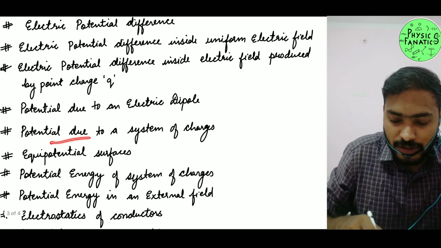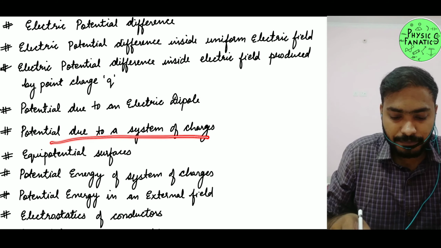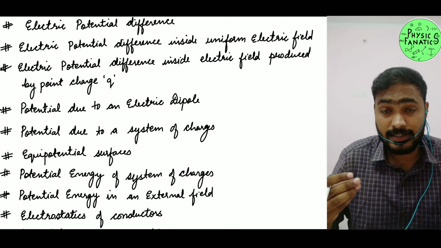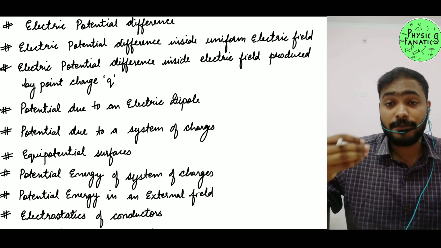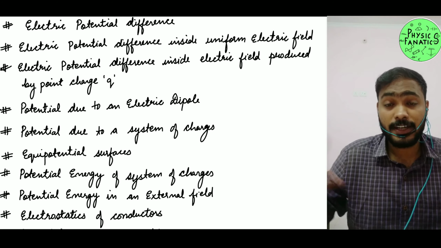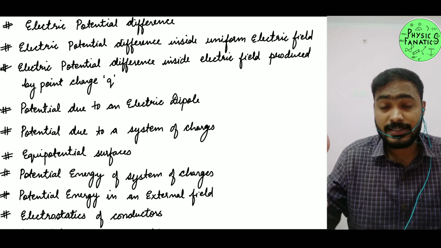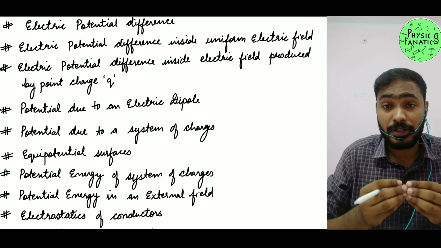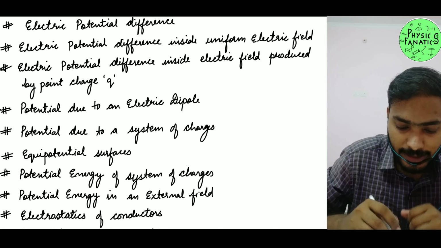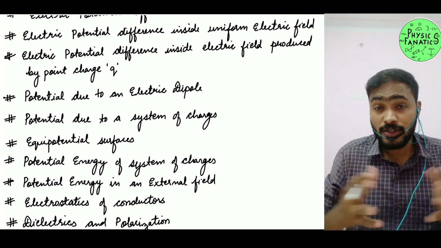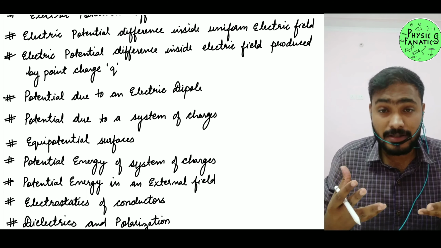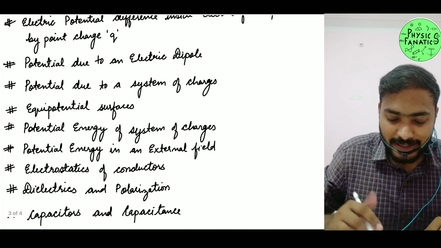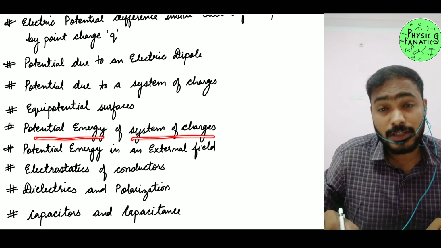Then potential due to a system of charges. For example, if there are more than one charge, let's say 2 or 3 or 4 or 5 charges, then because of all these charges, what will be the combined effect of electric potential at any particular point? We'll talk about that. Then we'll talk about equipotential surface. What do we mean by equipotential surface? We will discuss it; I don't want to disclose it here.